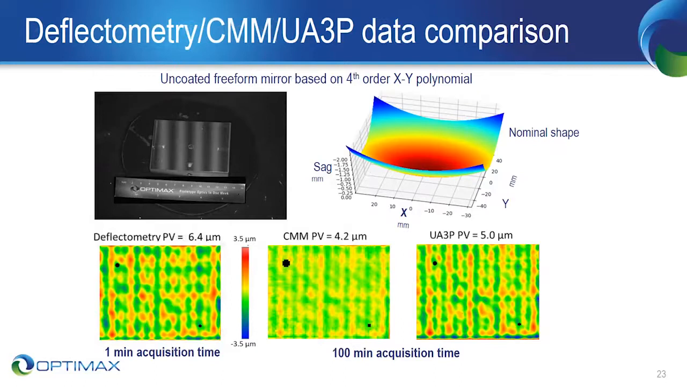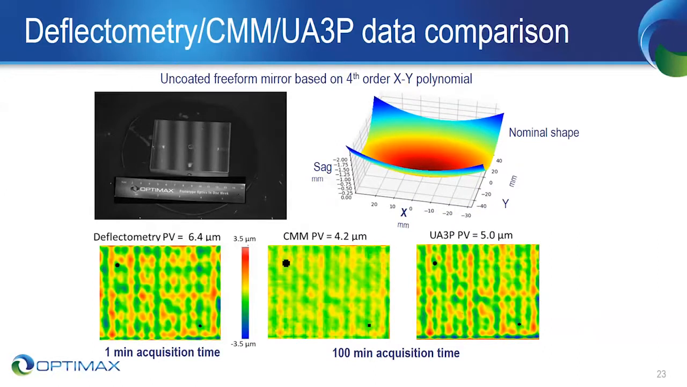So let's look at a comparison here of deflectometry, CMM, and UA3P. If you have a freeform, for example, this is an uncoated freeform mirror that's based on a fourth order XY polynomial. This particular freeform is not able to be measured interferometrically. And so we can use a coordinate measuring machine, or the UA3P, which is an ultra accurate 3D profilometer. However, both of these are single point probe touches. So in order to get the high resolution information necessary for the mid-spatial frequency region, you have to take a lot of data points. It's possible, but it can be very lengthy.